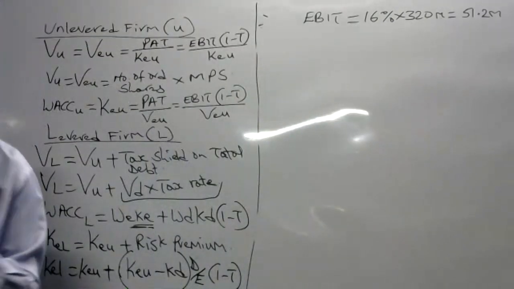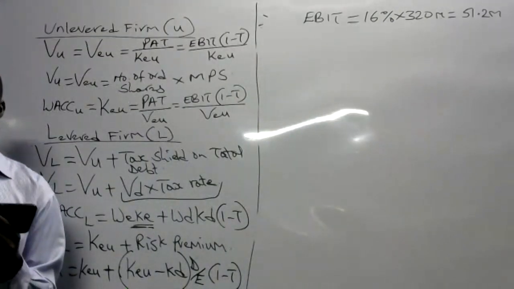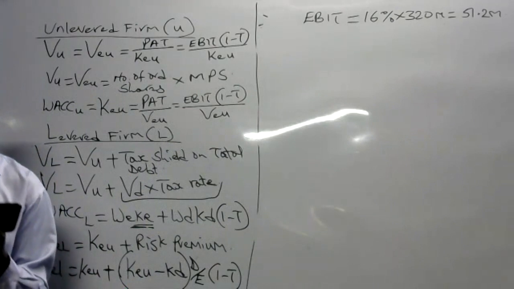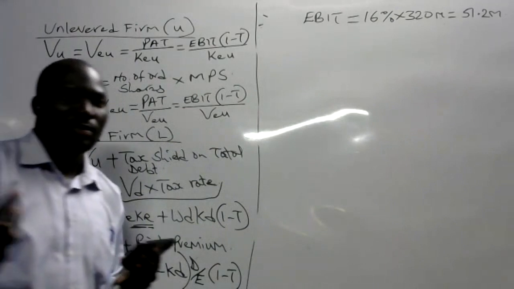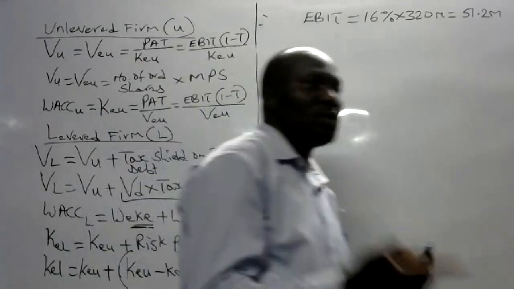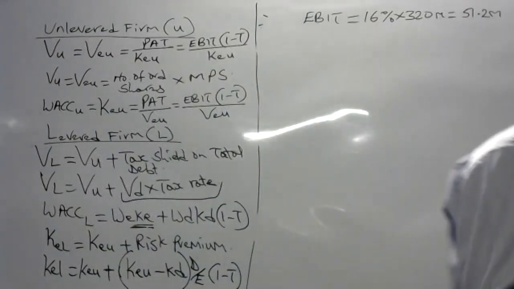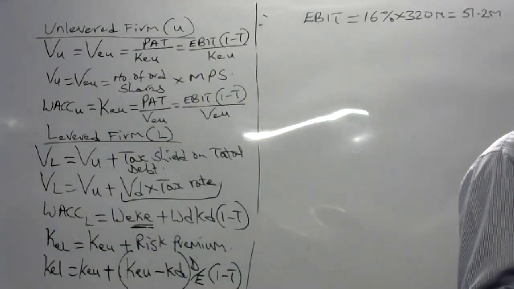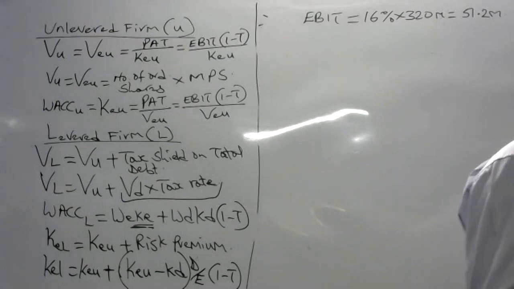So we are thinking about NOI, which is MM1, and NI. Under NI, capital structure theories are relevant. Under NOI, capital structure theories are not relevant.